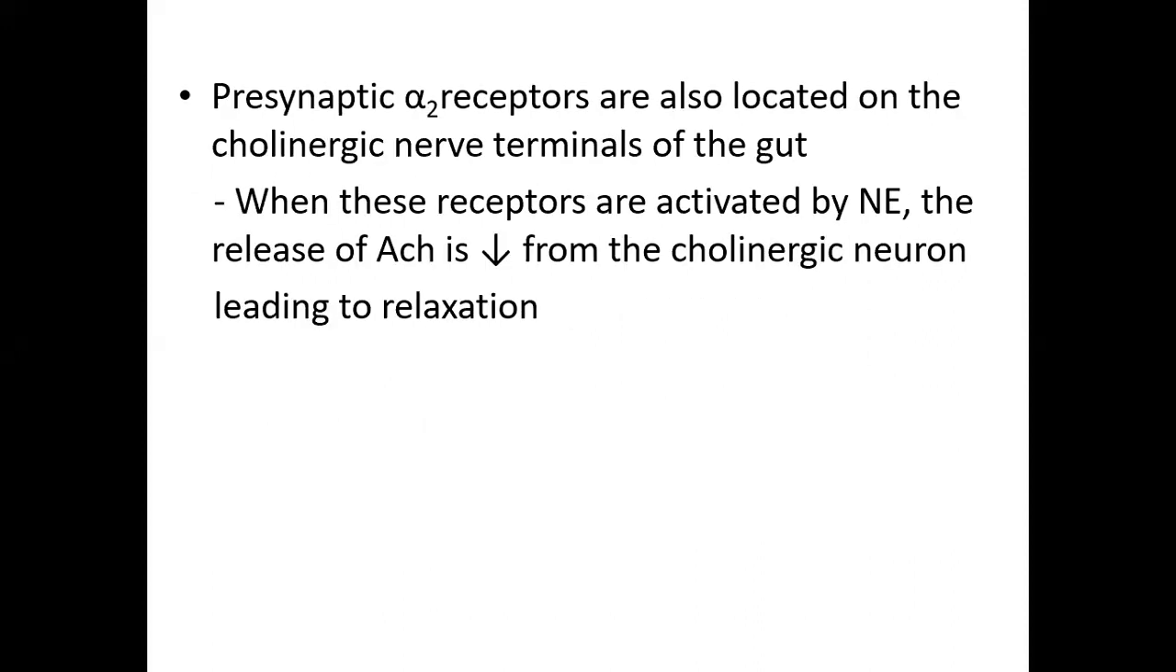Presynaptic alpha 2 receptors are also located on the cholinergic nerve terminals of the gut. When these receptors are activated by noradrenaline, the release of acetylcholine from the cholinergic neuron is decreased, leading to relaxation.